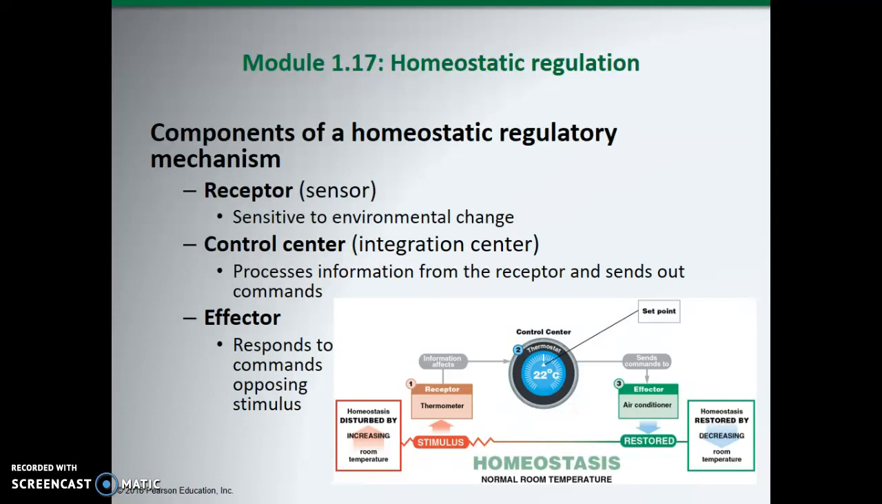The control center is the integration center. It processes information from the receptor and sends out commands. So if we were thinking of temperature, we have temperature receptors in our skin that are sensitive to hot and cold. They would receive that information and send it to the brain for processing. The brain will then send out commands to the effector, and the effector is what is going to respond and change something, do something. Now, in our bodies, effectors are either muscles or glands.